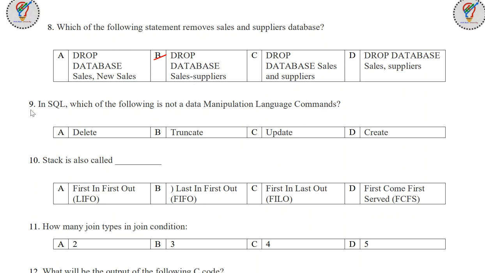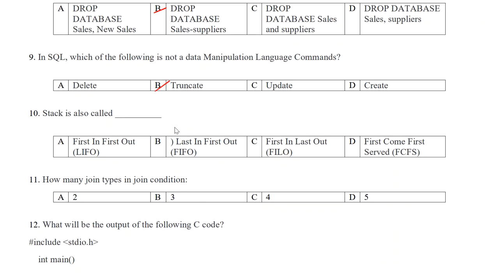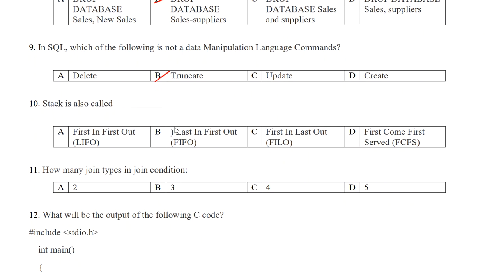Next one, ninth question. In SQL, which of the following is not a data manipulation language command? It is truncate. The SQL truncate table command is used to delete the complete data from an existing table. Next one, stack. So stack is called as first in last out. Option C is the right option.